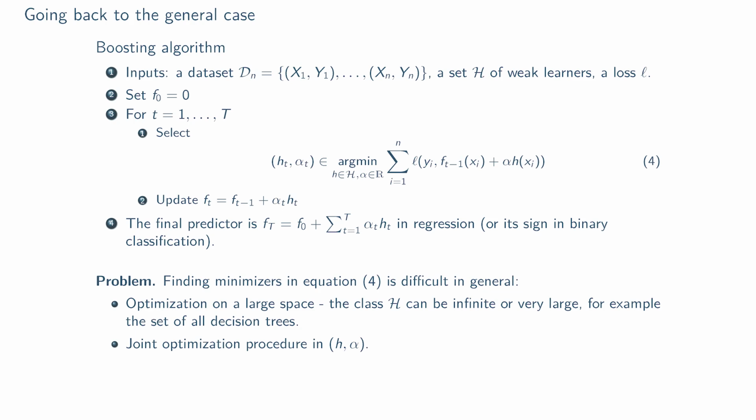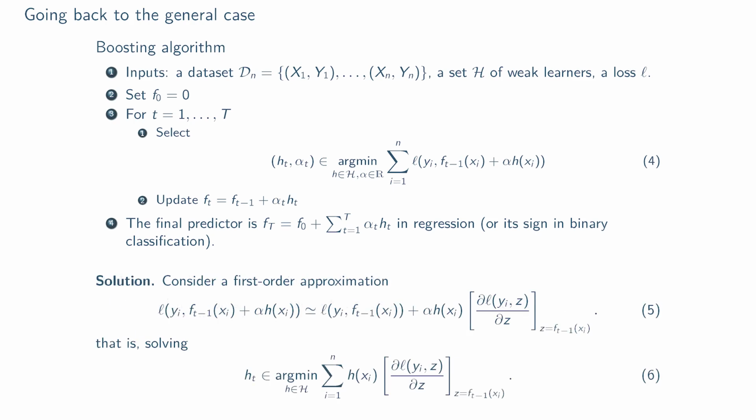The optimization described in equation 4 is complex because of the potentially infinite nature of the space H and the joint nature of the optimization in H and alpha. In order to simplify this optimization step, we will rewrite the quantity in equation 4. For any observation i, the loss between the true label yi and the prediction provided by the aggregated predictor f t-1 of xi plus alpha h of xi can be rewritten to the first order as presented in equation 5. This approximation is valid only if alpha h of xi is small enough.